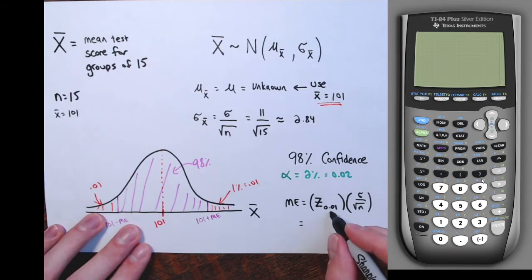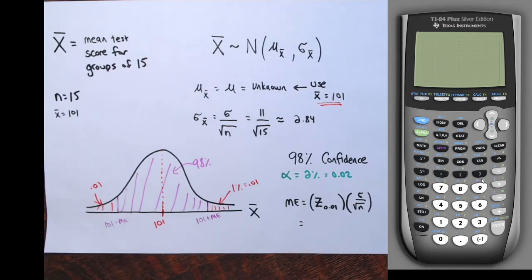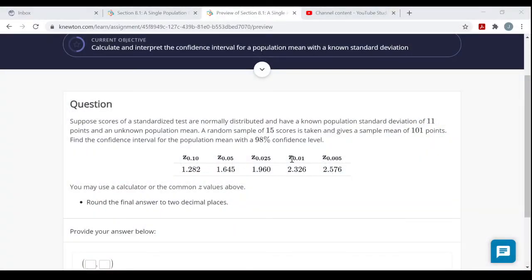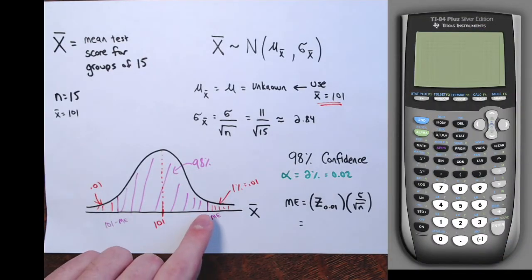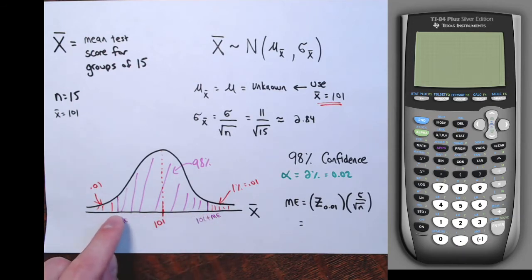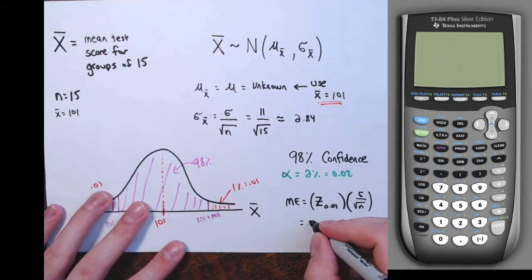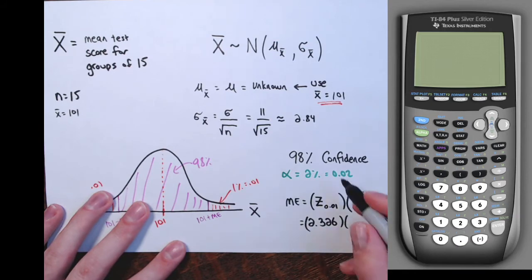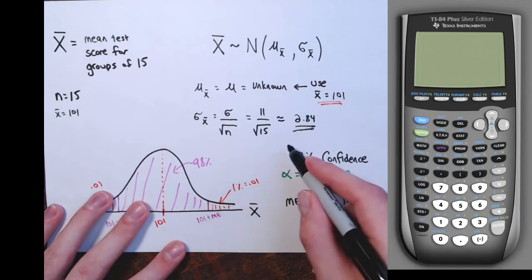All right. Well, this z-score with 1% above it, you can find that from the table they gave us, right? The z-score with 1% above it, that's this one here, 2.326. So on my paper, this upper value is 2.326 standard deviations above the mean, and this lower value is 2.326 standard deviations below the mean. So the margin of error is 2.326 times my standard deviation. The standard deviation for this distribution was 2.84.